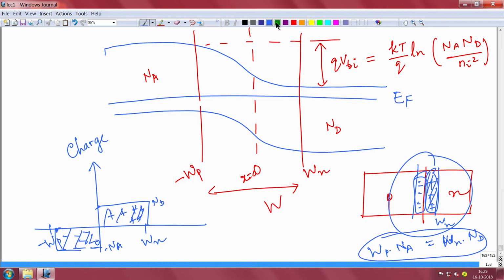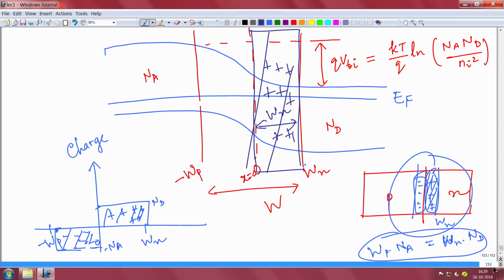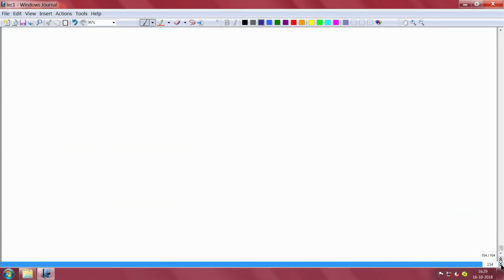Let's focus on the depletion region on the n side, whose width is Wn, and which is filled up with positively charged ionized impurities. So let's focus on that. I'll draw it on a smaller scale so that we can do the analysis and the mathematics at the same time.